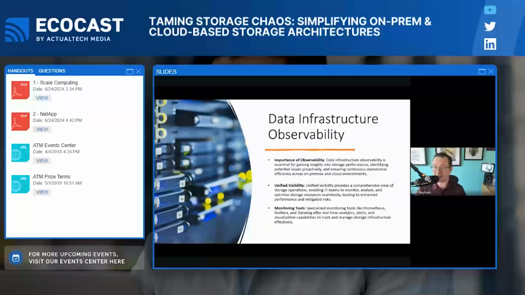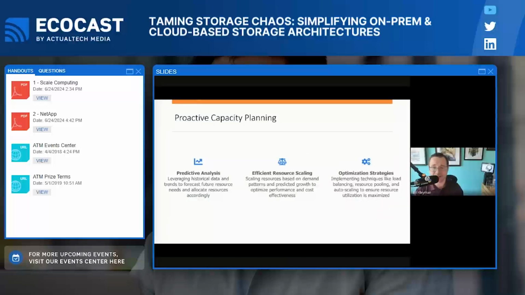Now, the other big thing that I've noticed is when you have to burst and when your business grows, the ability to scale, proactive capacity planning, that's a big one. A lot of times we get flat-footed by saying, oh my gosh, we need X amount of storage, but not realizing that we're only going to be able to get it a few months out. So being able to have predictive analytics and efficient resource scaling and optimizing strategies for things like load balancing, resource pooling, auto scaling, ensuring that your resources are maximally utilized is going to be really important because storage is finite. Your bits, your bytes, your megabytes, your petabytes, they're going to run out. So you want to make sure you're using them as effectively as possible.